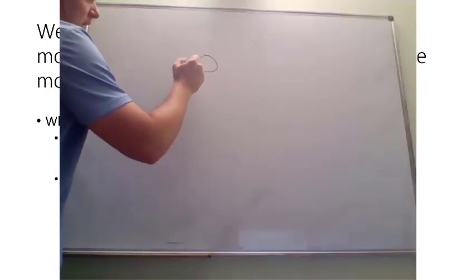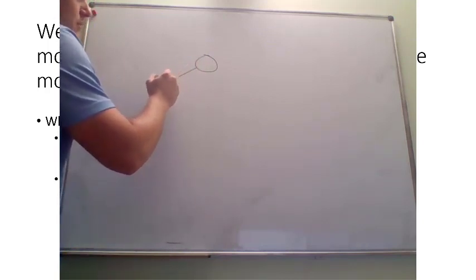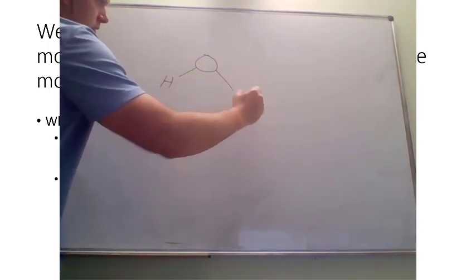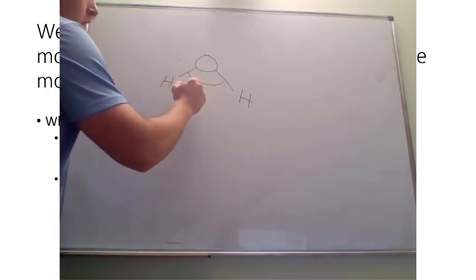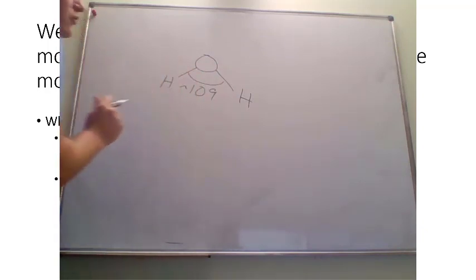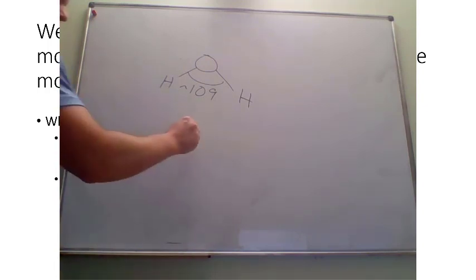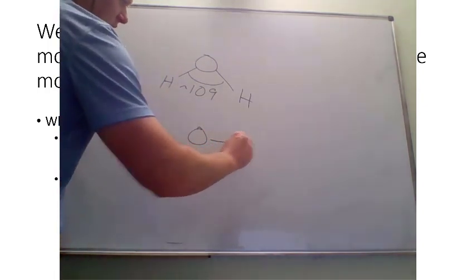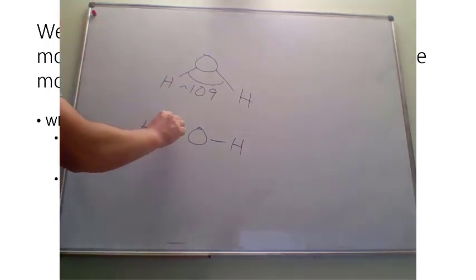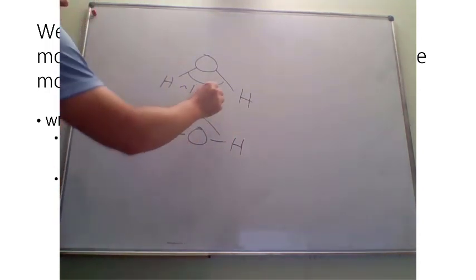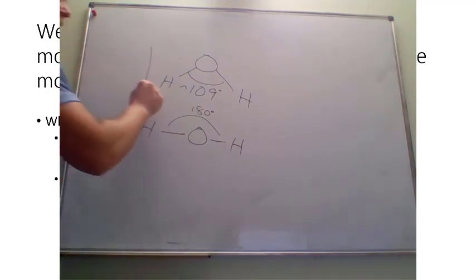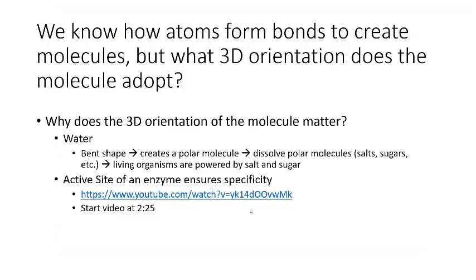So a bent shape has a 3D geometry where you have an oxygen bound to two hydrogens, and it has approximately a 109-degree angle between the hydrogen, oxygen, and the other hydrogen. And it has that shape, even though we would possibly expect that this water could be linear with 180 degrees between. This bent orientation for water is entirely critical to the function of water itself.